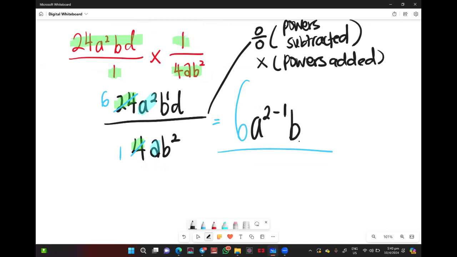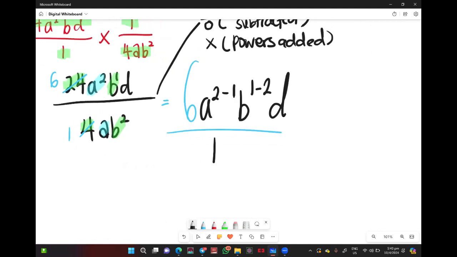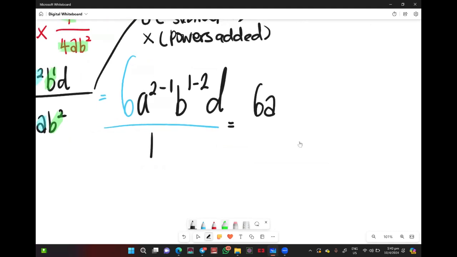B, this is a 1. Correct or not? I'm going to look at the next one. Can you see it? 1 minus 2. Make sense? D remains as D. Is that okay? 1 is over here. Am I making sense here? Once you get to here, what you want to do is you want to say 6a, 2 minus 1. What is 2 minus 1? 1. True? What is 1 minus 2? Minus 1. True? And then we have a D over here. This is over 1.